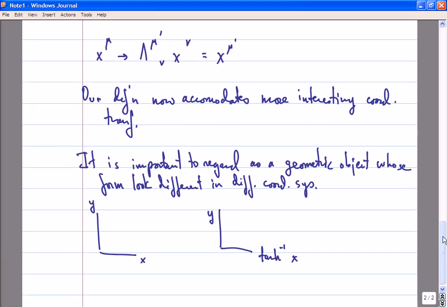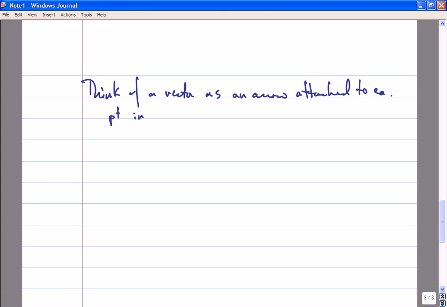So how should we think about a vector? In your head, what I want you to do is think of a vector as an arrow attached to each point in space-time. Remember here that the quantities v mu are themselves functions of the x's. So they're functions of where you're sitting in space-time. So that means that the behavior of this vector could change depending on where you're sitting in space-time.